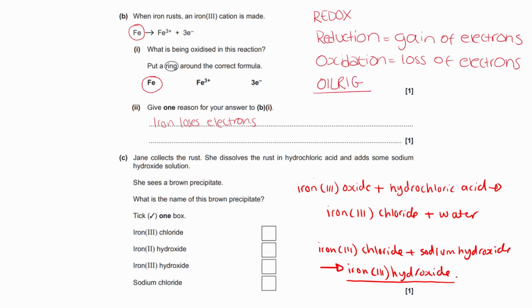A precipitate is actually a solid. It doesn't dissolve. So we start off with aqueous solutions, we end up with a solid substance produced. In this case, it's the iron hydroxide. So this is the correct answer, iron 3 hydroxide. So it's not this one because this is not the final product. It's not this one because this is iron 2 hydroxide, and obviously it's not sodium chloride because sodium chloride is not a brown precipitate.